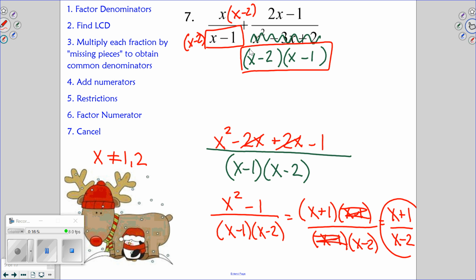Was that one a little better? A little bit? Each one should get just a little bit better, I hope. What am I hanging on to? Smartboard? That's what it was, yeah. And then I canceled out the x minus 1s. No, you're fine.